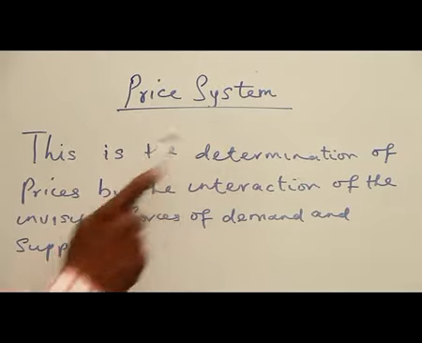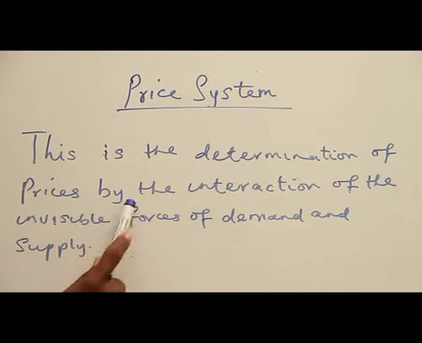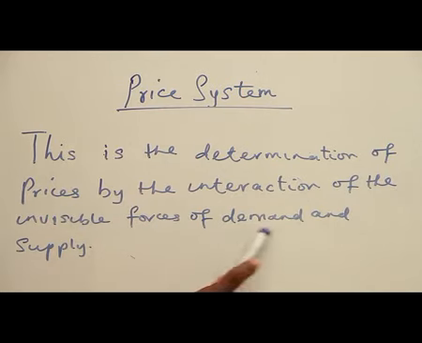Price system. This is the determination of prices by the interaction of the invisible forces of demand and supply. We call it price system. We can also call it price mechanism. That is, in this system, they allow invisible arms to determine prices of goods and services. That is, prices of goods and services are determined according to markets.